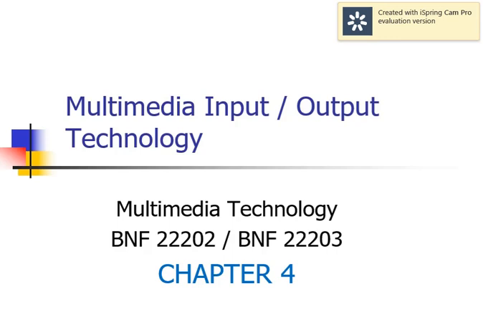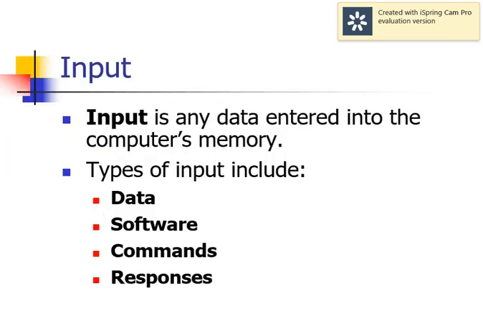Today's lecture is on chapter 4, Multimedia Input and Output Technology. What is input? Input is any data entered into the computer memory. So there are four types of input, including data, which is organized information in bits or binary, and then we need software to convert it to meaningful information. And then we have command instructions that tell the computer what to do, and also respond to user feedback.